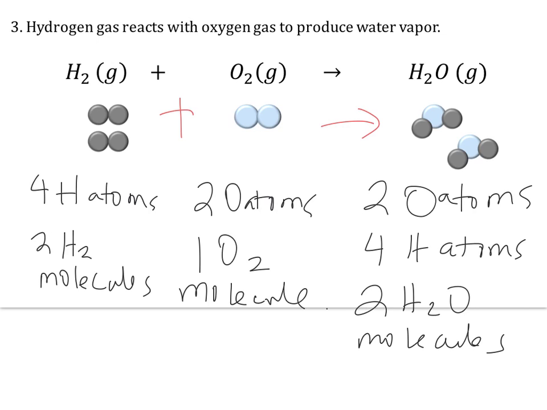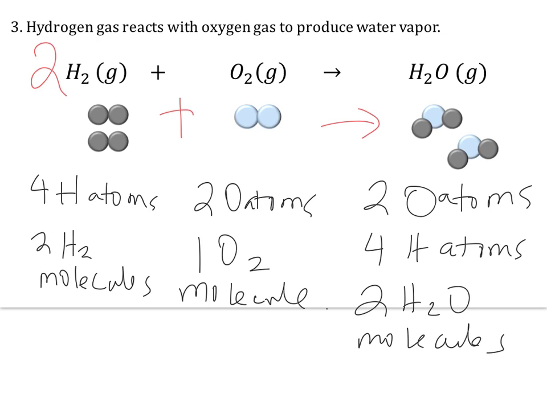So the basis of balancing equations is that we have the same number of atoms on each side. So 4 hydrogen, 4 hydrogen, 2 oxygen, 2 oxygen. But the way we communicate that in our equation up here is through those pieces, or the molecules. So I'm going to take this down here, that I have 2 H2 molecules, 1 O2 molecule, and 2 H2O molecules. And these I'm going to write up in front of our balanced equation.